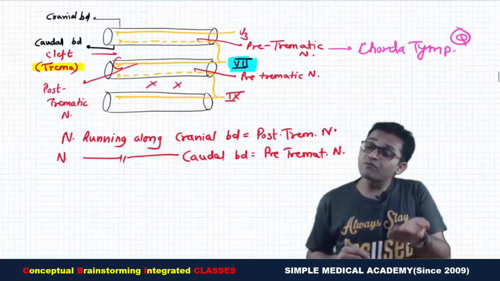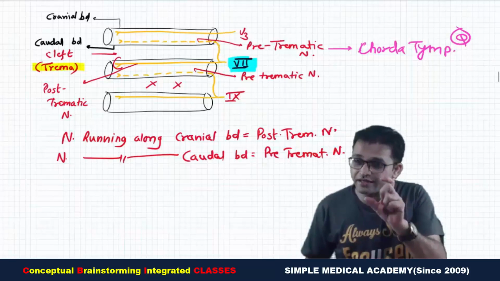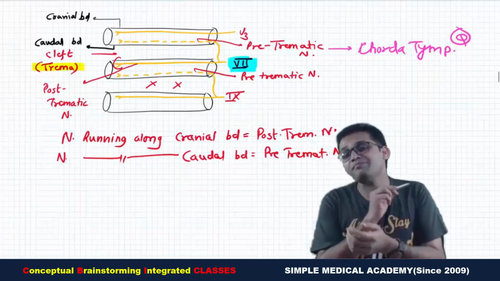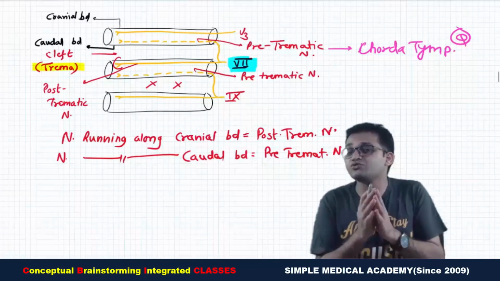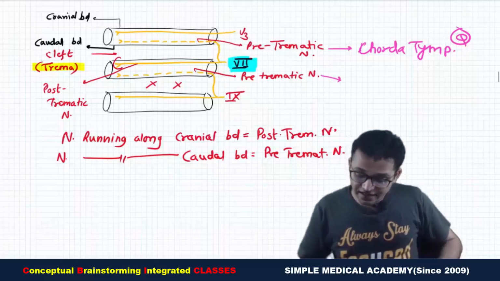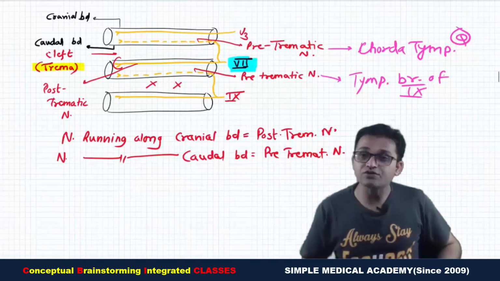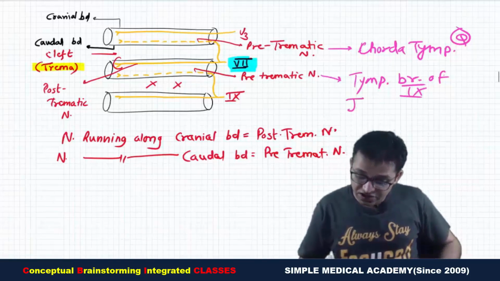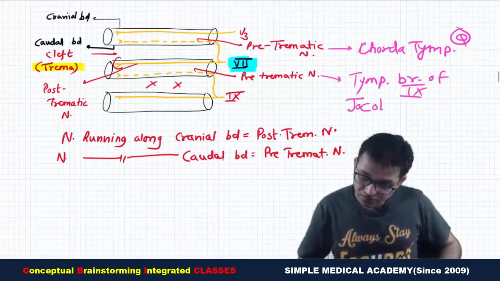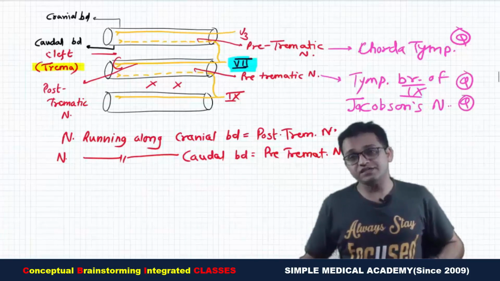This is one of the MCQs. Which is the pre-trematic nerve of the first arch? The answer is the chorda tympani, a cord-like nerve which runs over the tympanic membrane and in the tympanic cavity. The pre-trematic nerve of the second arch is the tympanic branch of the glossopharyngeal nerve, which is also known as Jacobson nerve. These are other MCQs, we will see later.